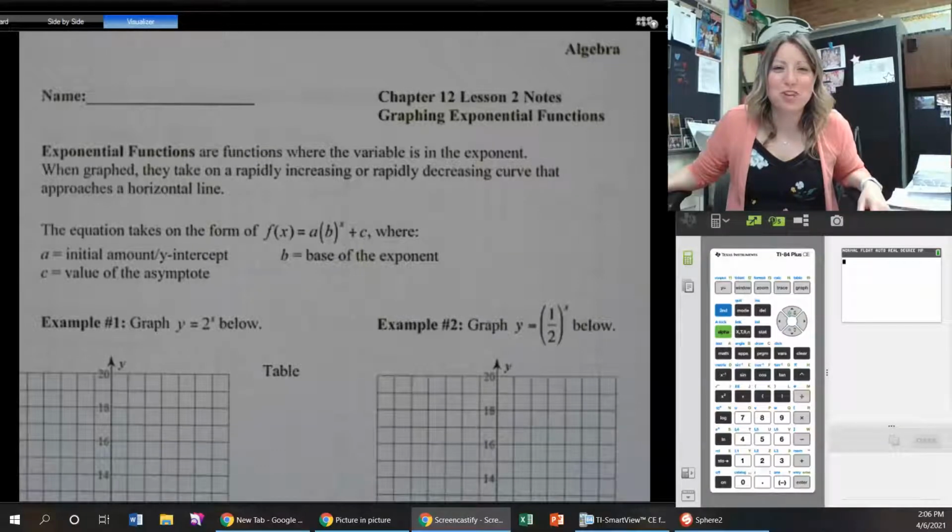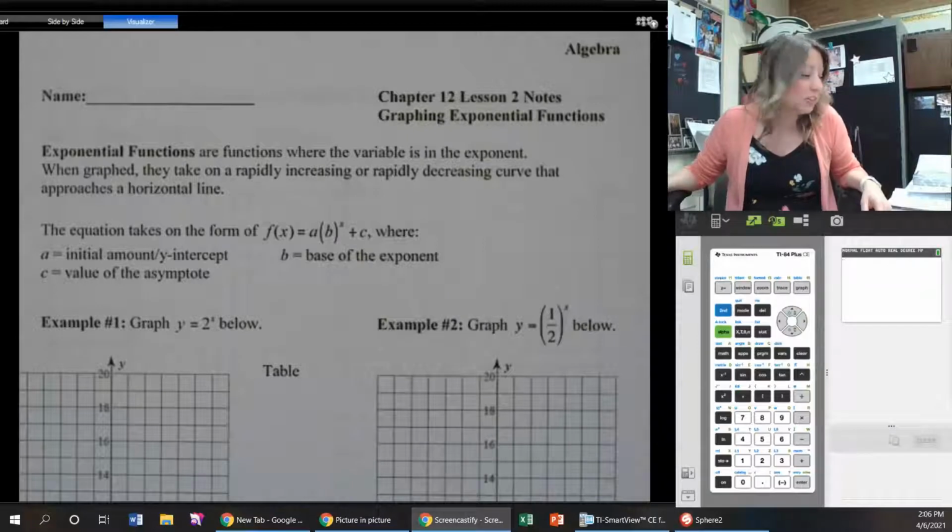Algebra. Welcome to your Chapter 12 Lesson 2 notes. We're going to look at graphing exponential functions today.